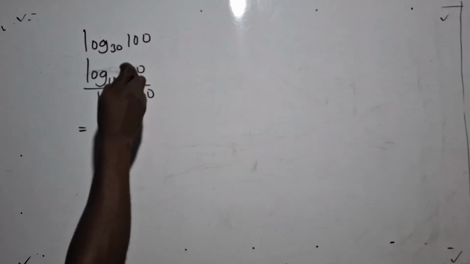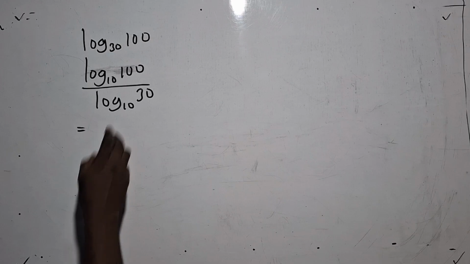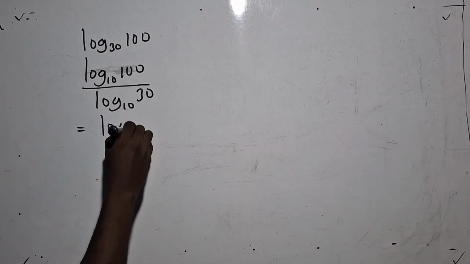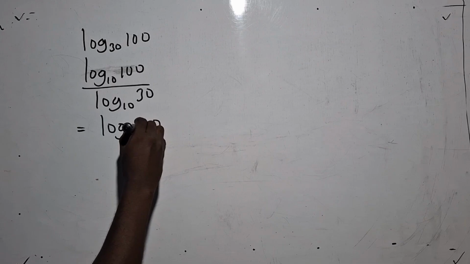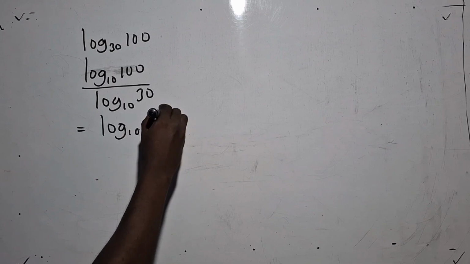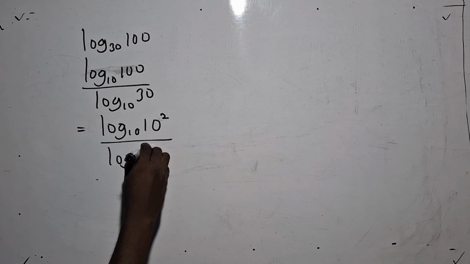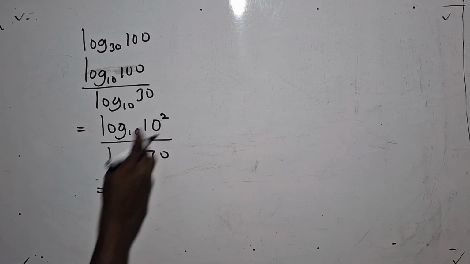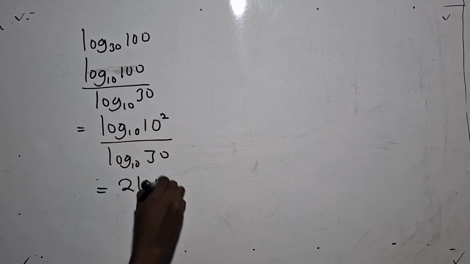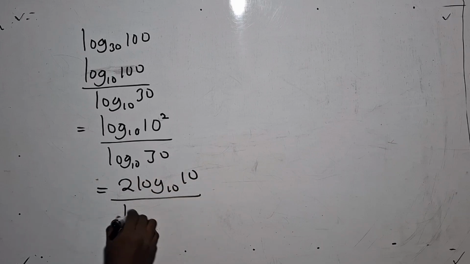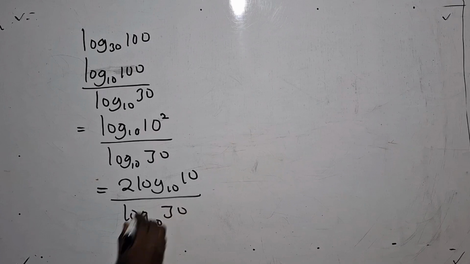Can I express the 100 as power of the 10? Yes. But the 30, no. So I'm going to leave it. So this one will give me log base 10 raised to the power 2, which will give me 100, all over log base 10 of 30. So 2 log base 10 all over log base 10 of 30.